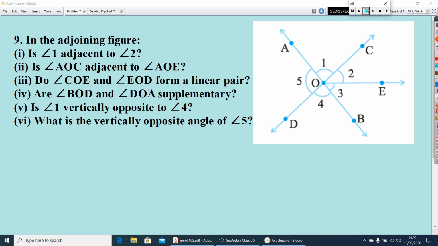Next question is, what is the vertically opposite angle of angle 5? Here this is angle 5. Now you have to write the vertically opposite angle of angle 5. Just opposite to angle 5, this is the angle. So you can write this contains angle 2 and angle 3. So you can write angle 2 plus angle 3 is the vertically opposite angle of angle 5.